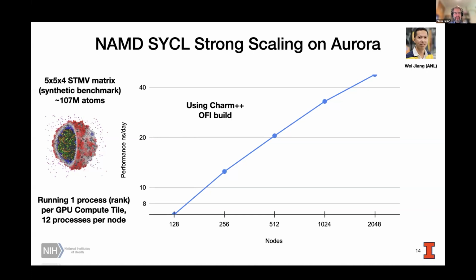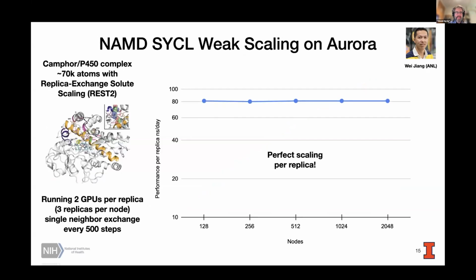And so here he's again scaling this out to 2048 nodes of Aurora. And so we're getting decent strong scaling now with our NAMD SYCL build. And another way that we tested this was with weak scaling on Aurora. This is an example of a small system, 70,000 atoms, and he's using a protocol called replica exchange solute scaling, or REST-2.